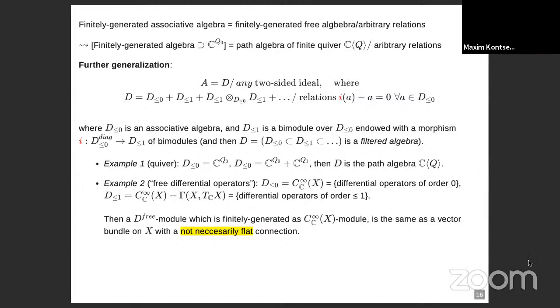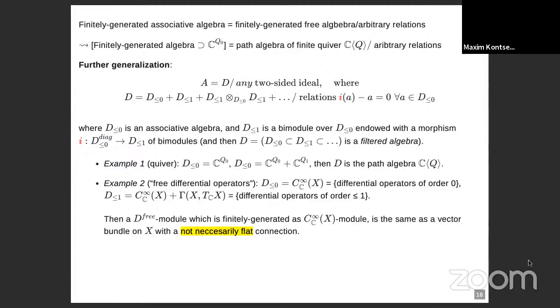Finitely generated associative algebras are the same as quotients of a free algebra by some relations. The same for quivers: if you consider a finitely generated algebra which contains the algebra of functions of a finite set, then it will be the path algebra of a finite quiver modulo, again, arbitrary relations. So it's a little generalization, but now I want to go to a generalization of path algebras of quivers, which goes to some kind of continuous version. Instead of functions of a finite set, we get functions on a manifold. And it will be a pretty abstract picture.